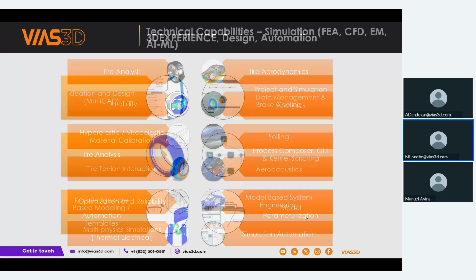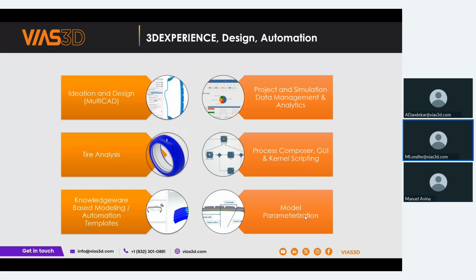I will discuss the automation platform in detail at a later stage of our presentation, but this platform allows you to manage the entire product life cycle, starting from concept and design, moving through simulation and parameter management, and all the way to manufacturing integration.